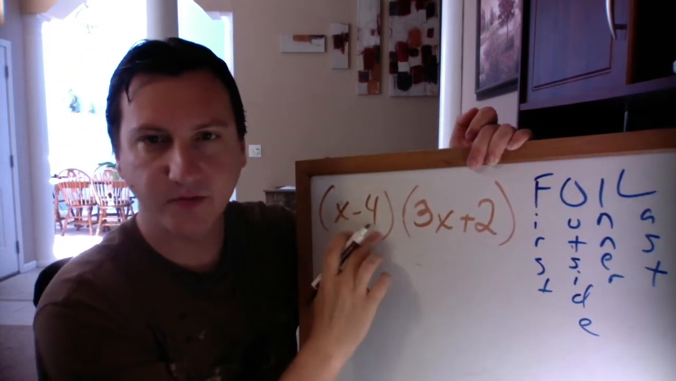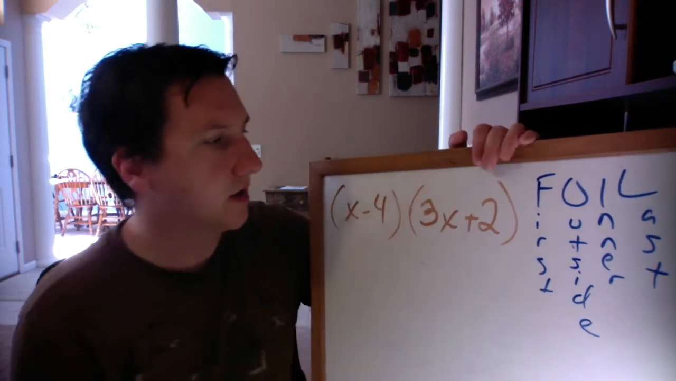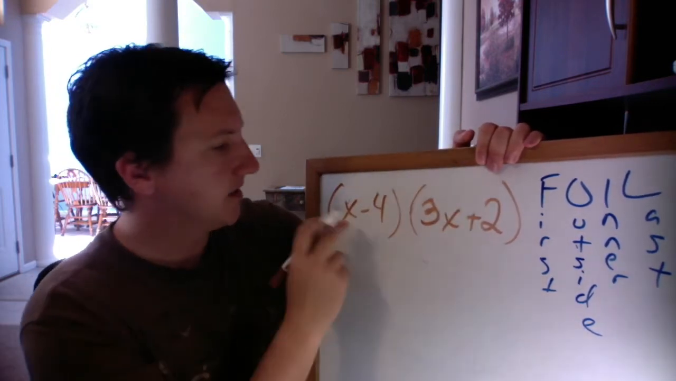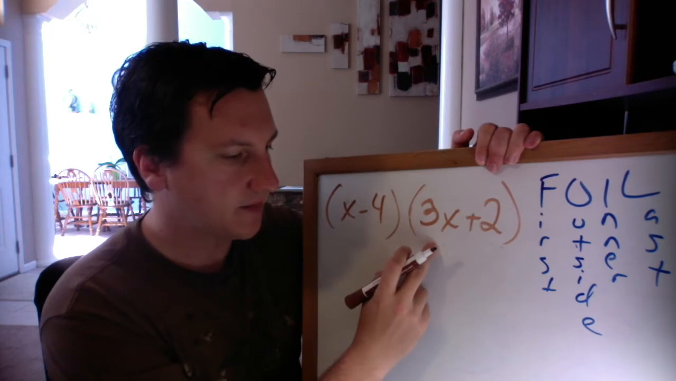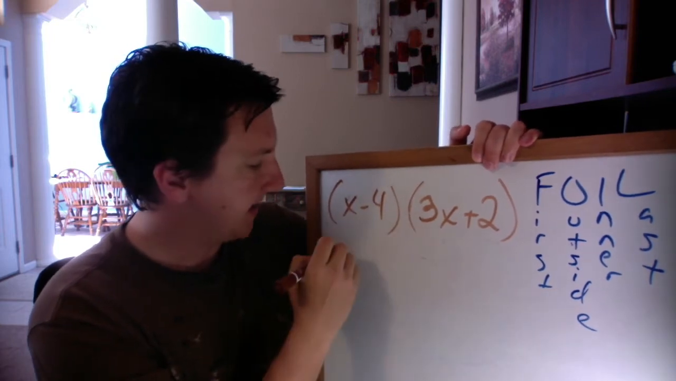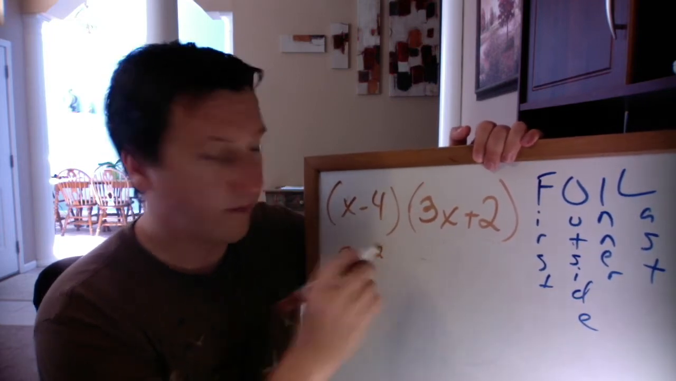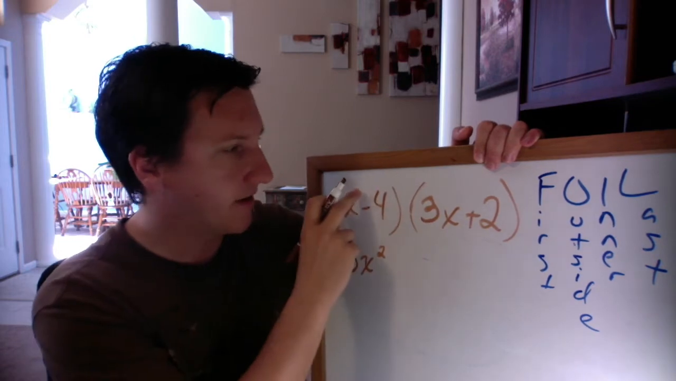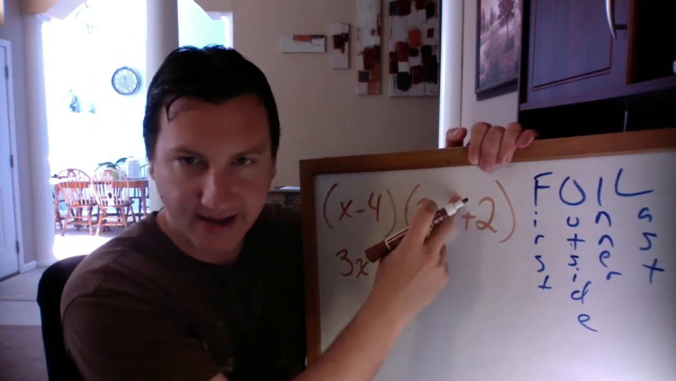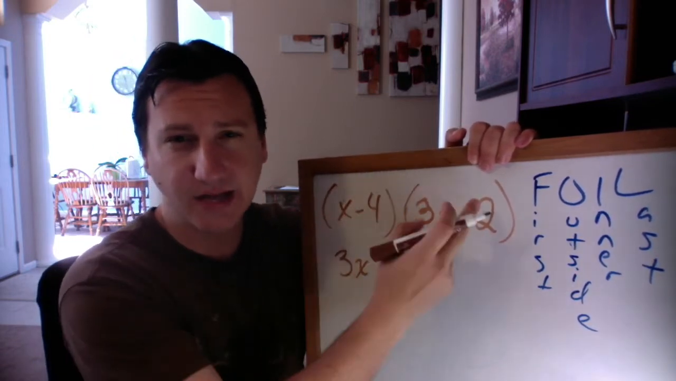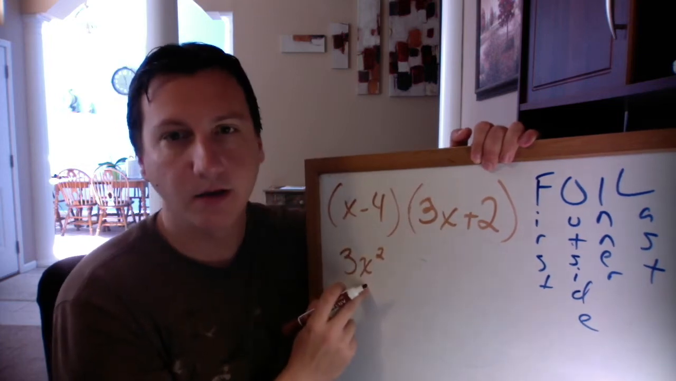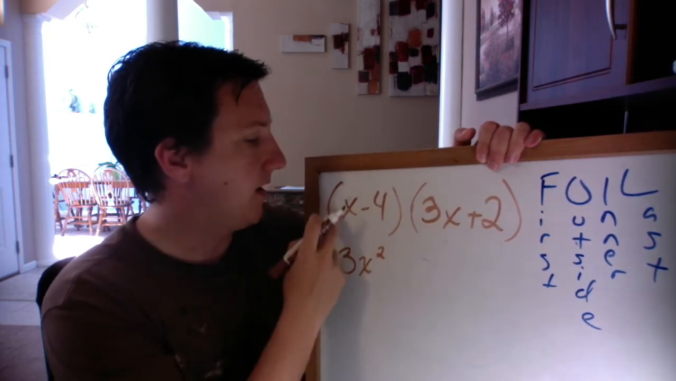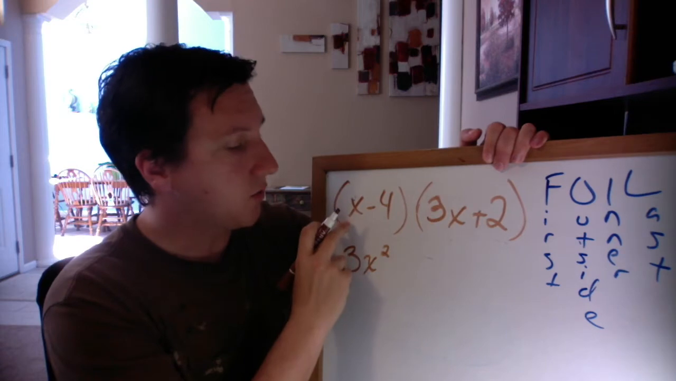So again, x minus 4 times 3x plus 2. All right, so first, x times 3x is going to be 3x squared. Remember, we're multiplying, so I'm adding those variables. That's like x to the first times x to the first is x squared. And then the one, understood 1, 3 times 1 is 3. So 3x squared.